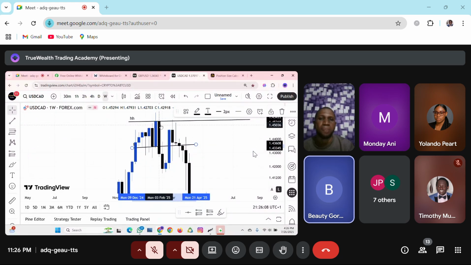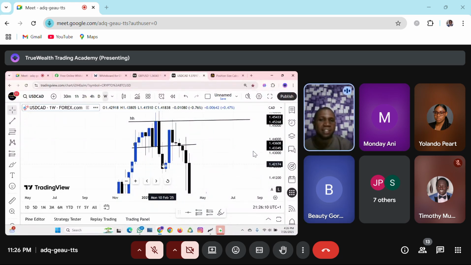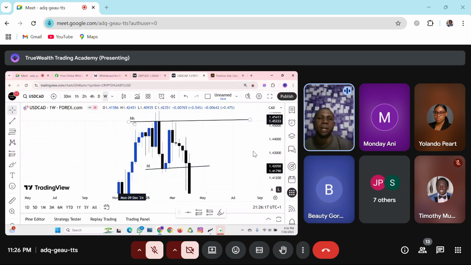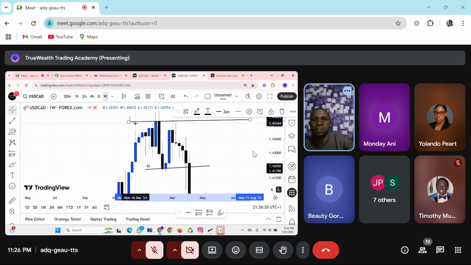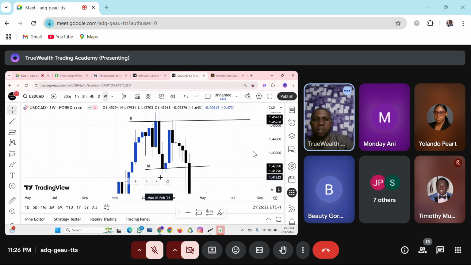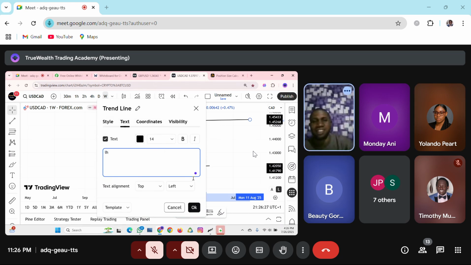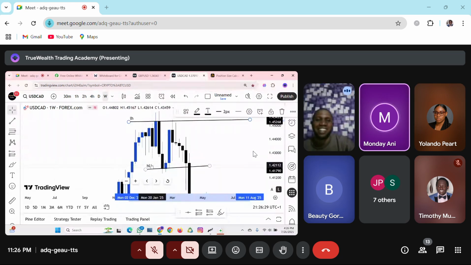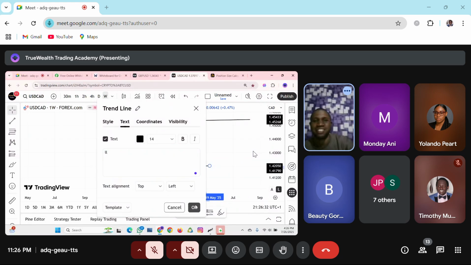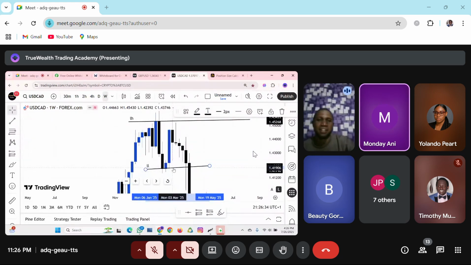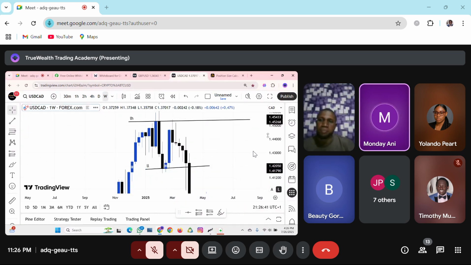Boom! It broke again, right? And it becomes what? Downtrend. Lower low, lower high. No, lower high, lower low. Are you seeing now? So what happened? It went like this and broke. Are you seeing now?